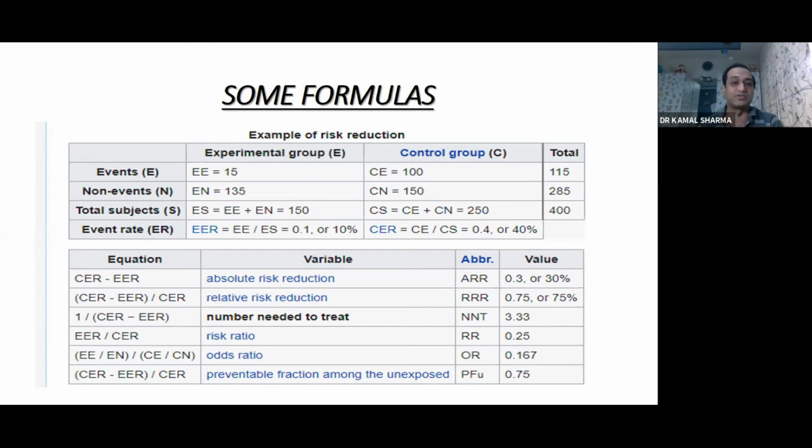The odds ratio is, of course, AD by BC, as we call it. So odds ratio is EE by EN upon CE by CN, which is the events in the experimental group upon the non-events in the experimental group, divided by the control events and the control non-events. And this odds ratio is here 0.67. There is another factor called preventable fraction among the unexposed, which I am not talking about today.